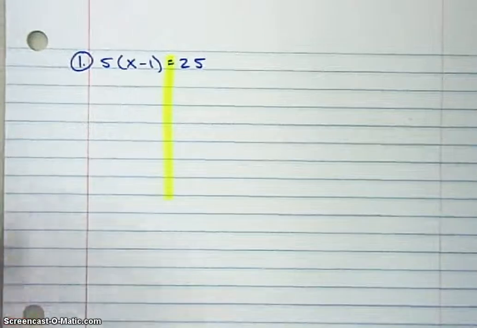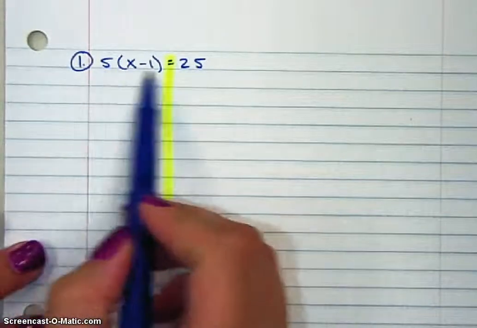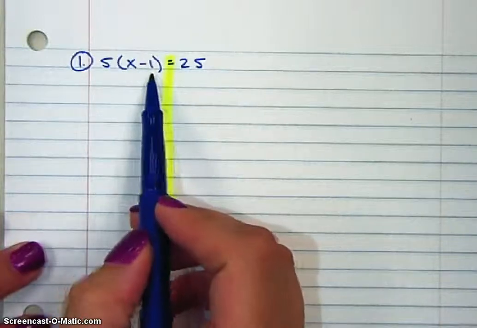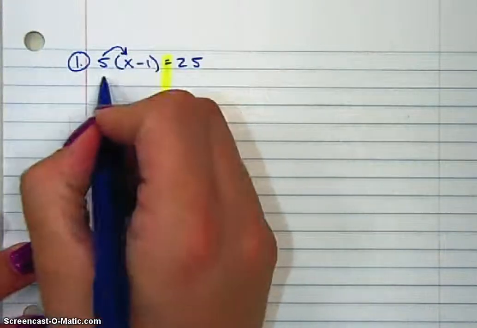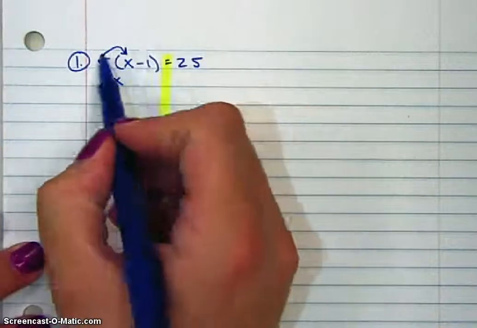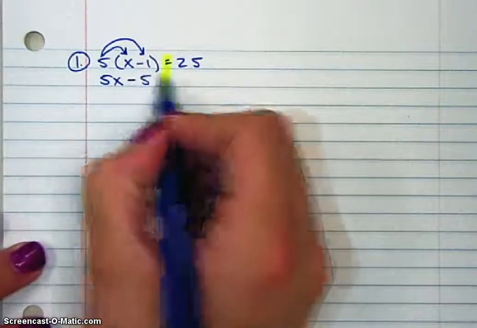We're going to learn how to solve a multi-step equation. Now, notice this first equation. We have to use the distributive property to get rid of these parentheses. So to do that, we're going to multiply 5 times x, which is 5x, and then 5 times negative 1 as well, which is negative 5.